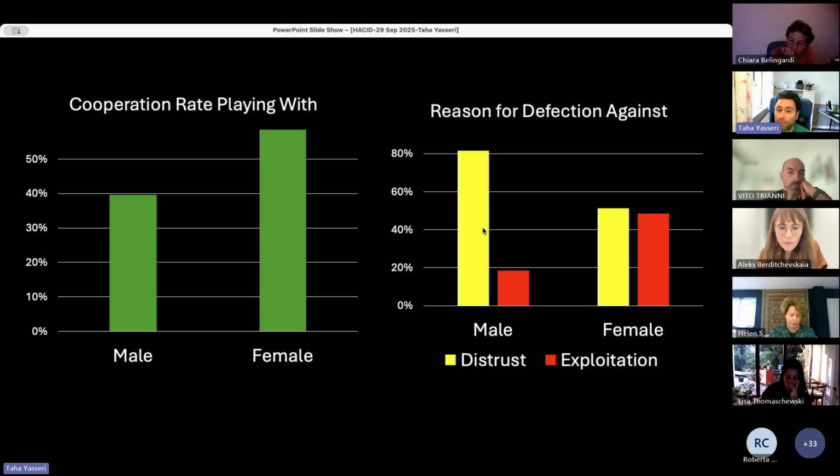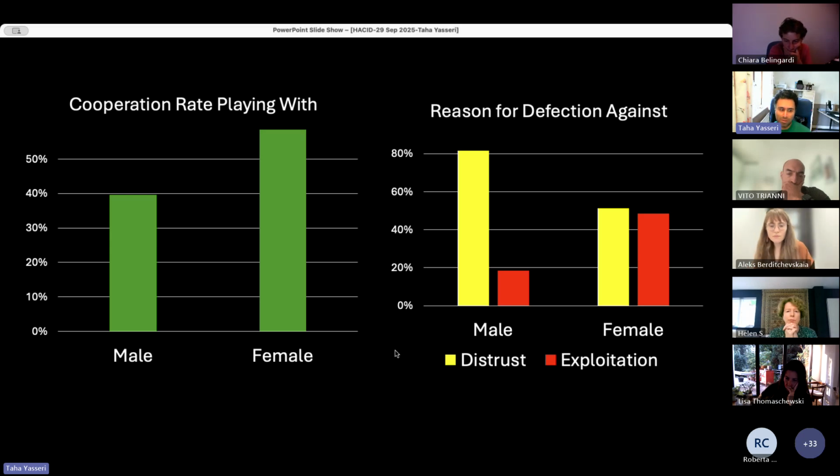Yet, when they defected, when they cheated against male, it was primarily because they didn't trust the male partner. Whereas when they cheated against female, it was much more because they wanted to exploit the female partner. So the difference is really stark. The division between yellow and red, which is the motivation behind defection, is a very different pattern depending on the gender of the partner.